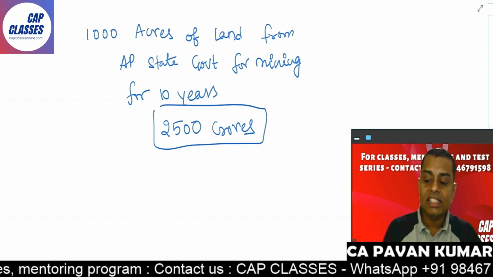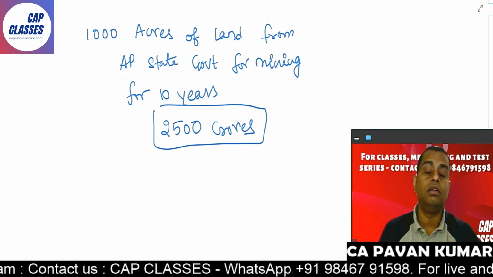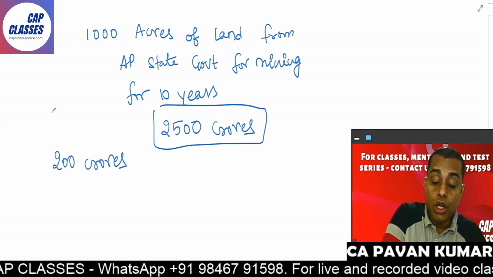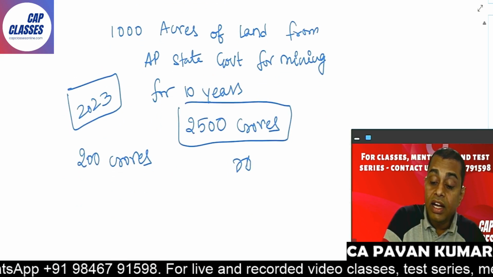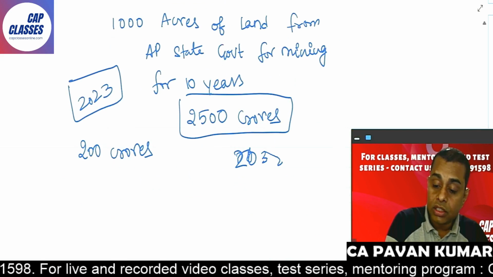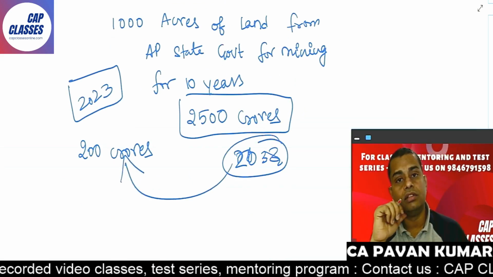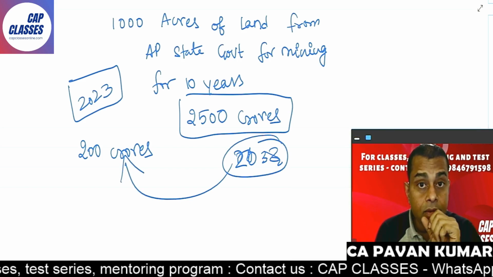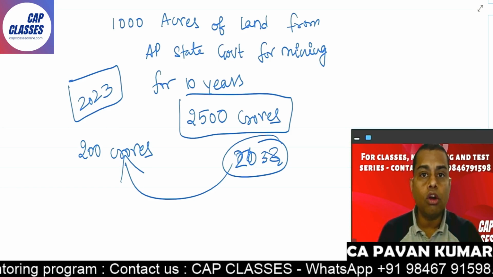For this land filling, for this site restoration, you know that you have to spend 200 crores. You are taking this land in 2023. In 2033, you will incur this cost after 10 years. But you know that you have that liability, right? You know that you have that liability. Don't you think a provision is to be created? The answer is yes. So this 200 crore rupees provision is to be created.